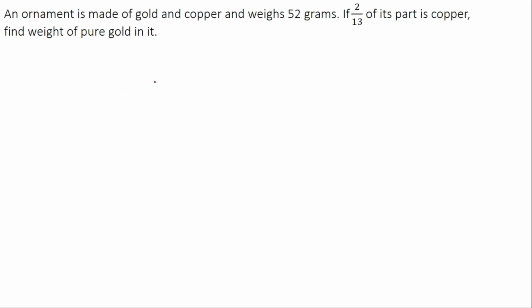An ornament is made of gold and copper and weighs 52 grams. If 2 by 13 of its part is copper, find the weight of pure gold in it. So what we will do, the total weight of gold and copper is given, 52 grams. Out of which the part of copper is given, 2 by 13.